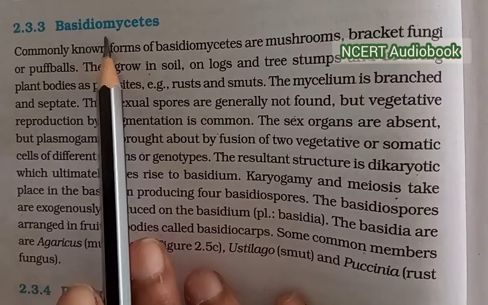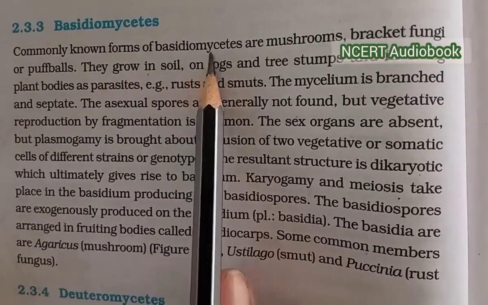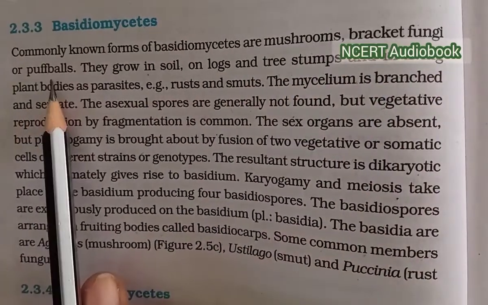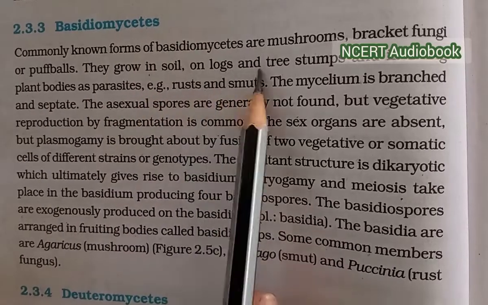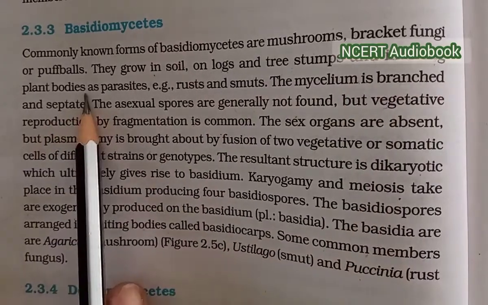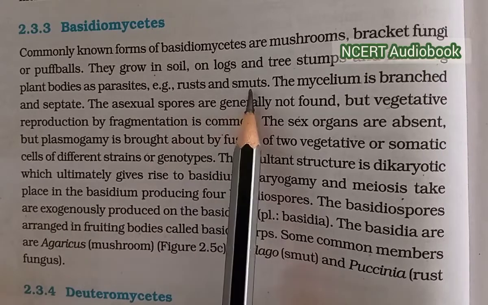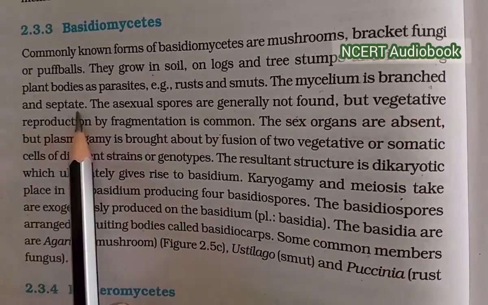2.3.3 Basidiomycetes. Commonly known forms of the basidiomycetes are mushrooms, bracket fungi, or puffballs. They grow in soil, on logs and tree stumps, and in living plant bodies as parasites, for example rusts and smuts. The mycelium is branched and septate.